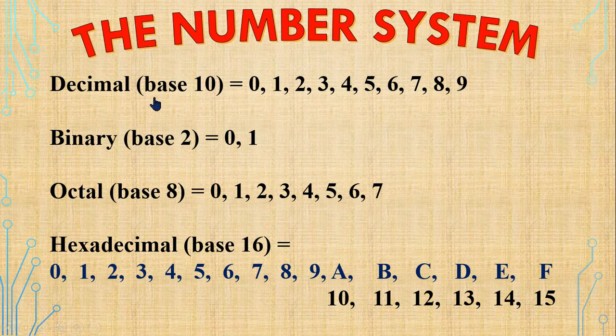Now, with the decimal number system, we have 10 values. With the binary number system, we have 2 values, 0 and 1. With the octal number system, we have 8 values. It starts from 0 to 7. And with the hexadecimal number system, we have 16 values, that is base 16, from 0 right to F, where 10 is represented as A, 11 as B, 12 as C, and 15 as F.